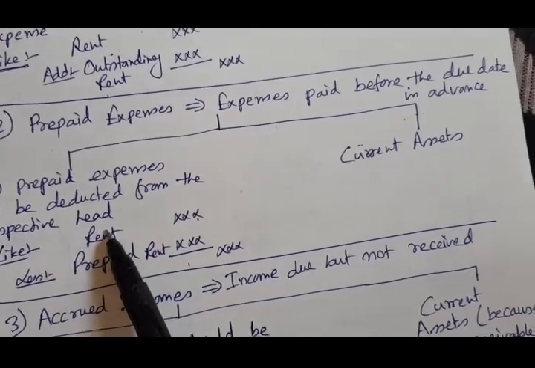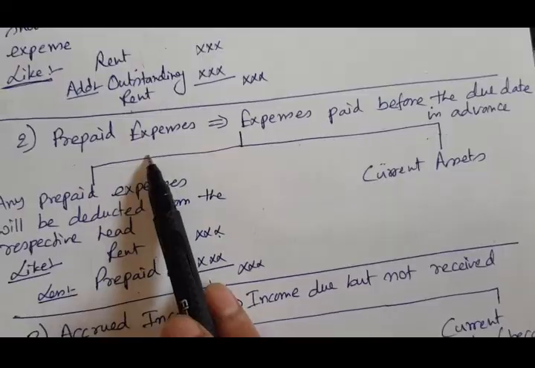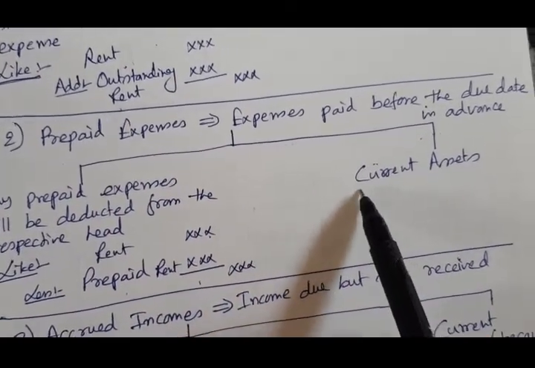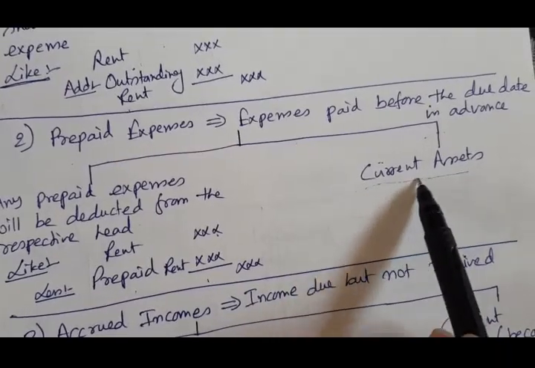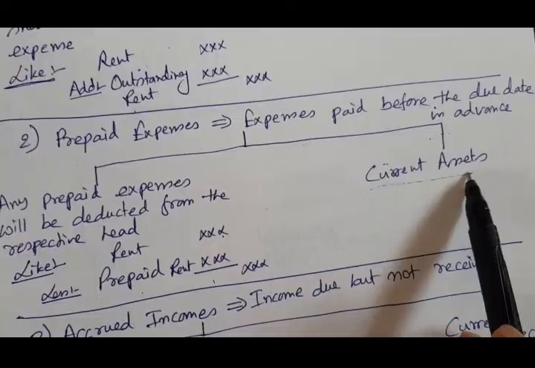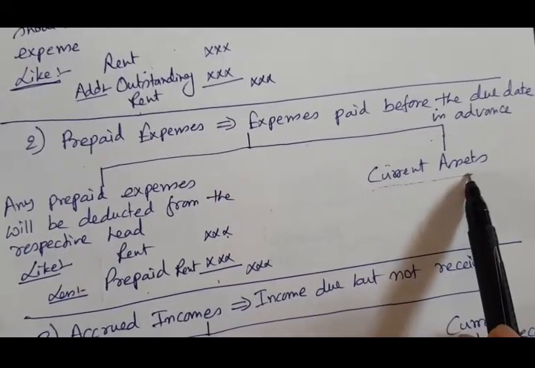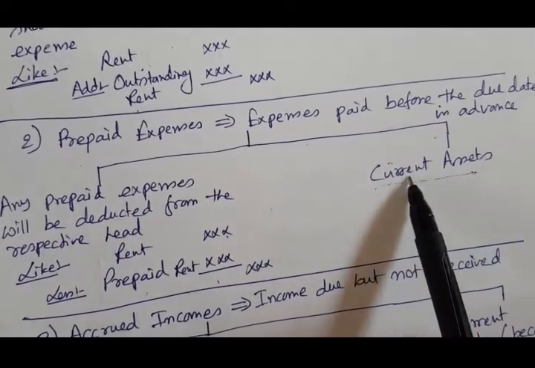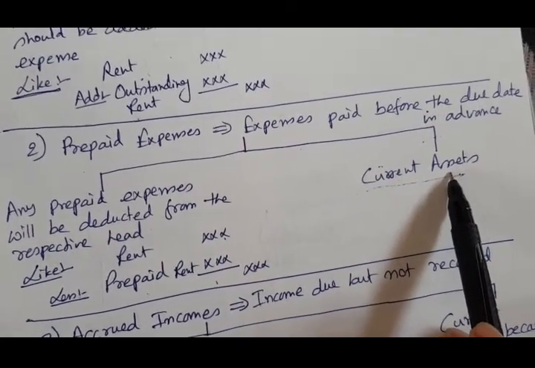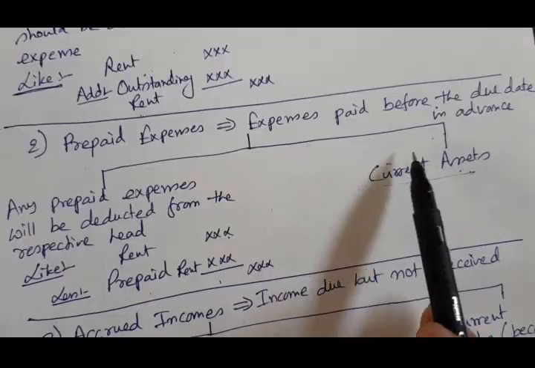Another treatment is what? Any prepaid, meaning paid before the due date, is considered to be an asset. What type of asset? Current asset of the company. So it will go directly to your balance sheet. Any asset, any liability will directly go to balance sheet. So this is a current asset also, and that's why it will also go to balance sheet. So that's why these are called the dual adjustment things.